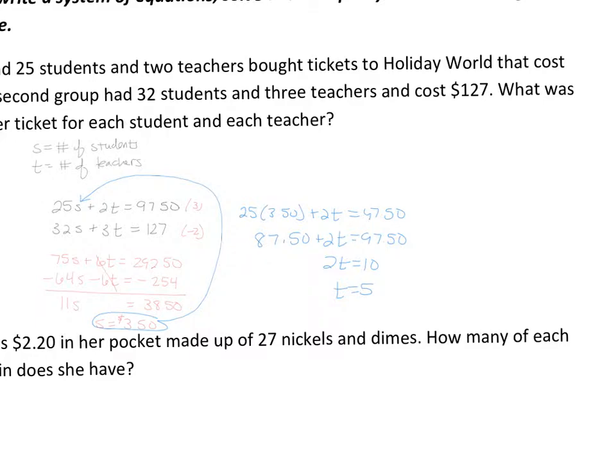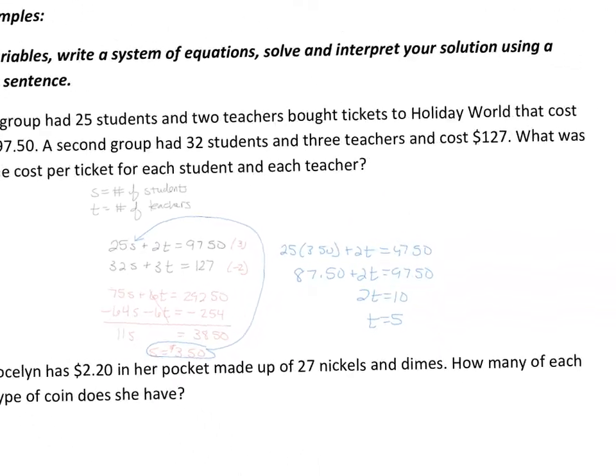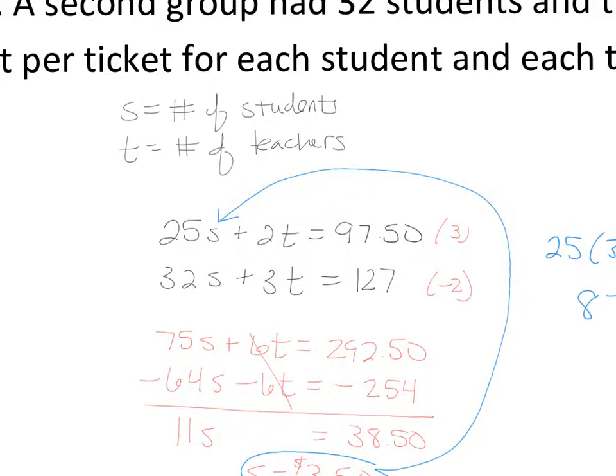So it means students, oh, you know what? I didn't do a very good job defining my variable, did I? It says what was the cost per ticket, so I'm not looking for the number of students, am I? So let's change this real quick. I'm not looking for number of, I'm looking for cost per student and cost per teacher. Sorry, guys.